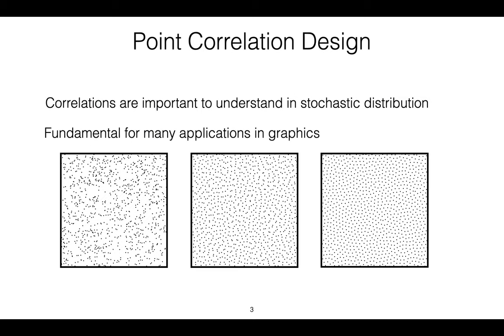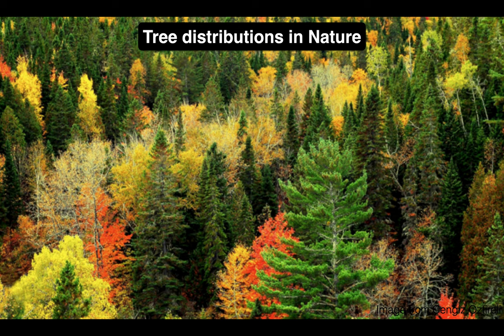Now, point correlations are very important in graphics. Here, I'm showing three different examples where all these distributions look visually different. That encodes there are different correlations underneath them. These correlations are present all around us in nature.